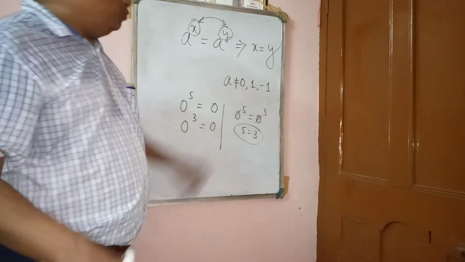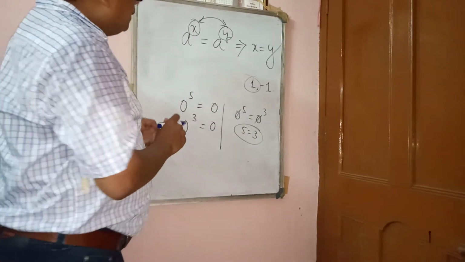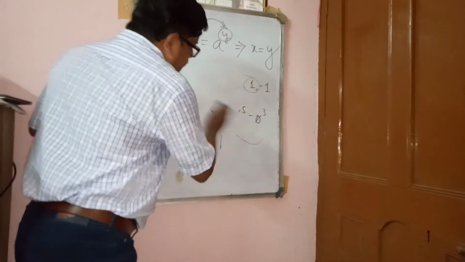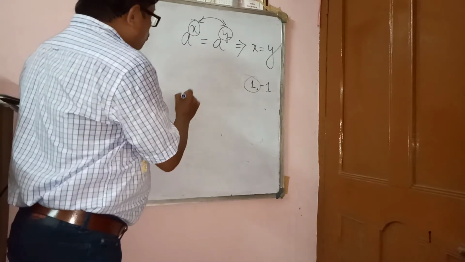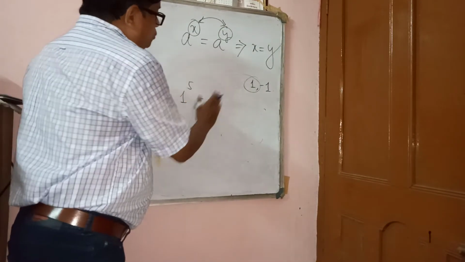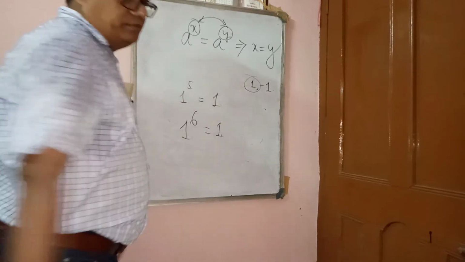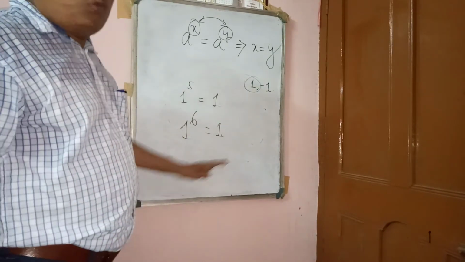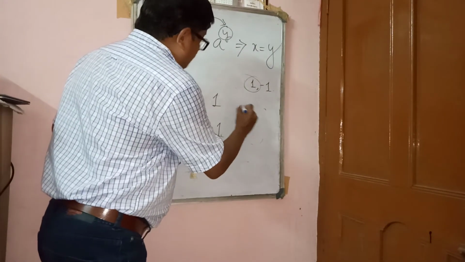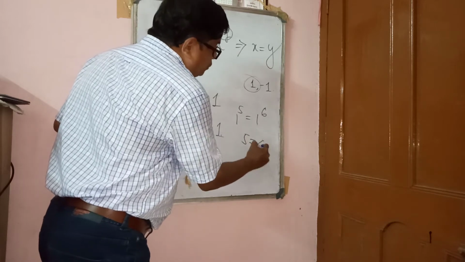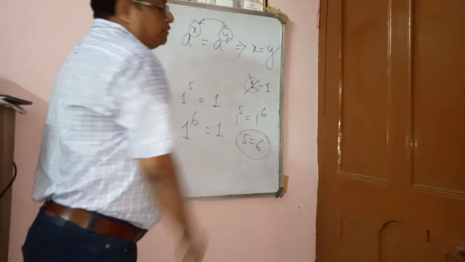Again, consider 1. 1 is constant. Suppose 1 to the power 5, all of you know it is 1, and 1 to the power 6 is always 1, 1 multiplied 6 times. So if a is 1, then 1 to the power 5 equal to 1 to the power 6 would give 5 equal to 6, which is wrong. It is also not true. So 1 will not be taken.